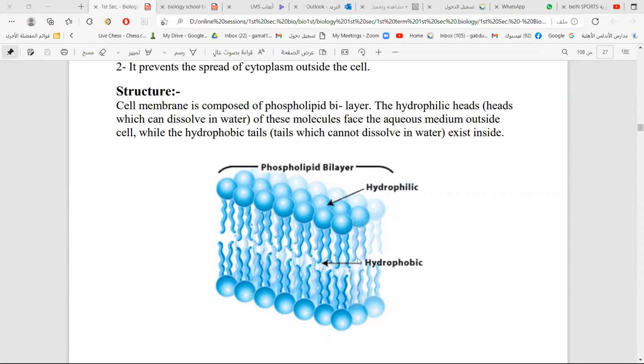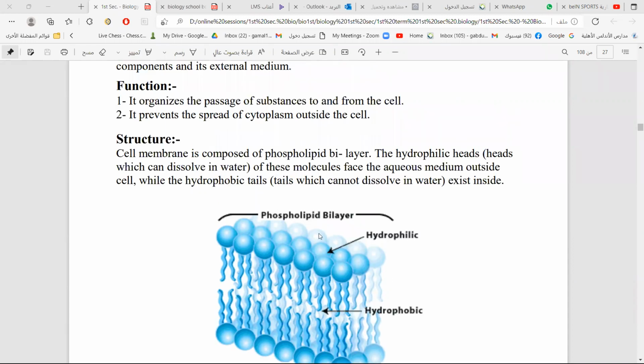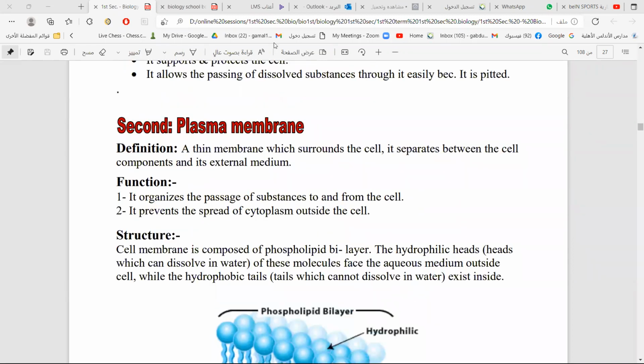So you can control the passage of water by the plasma membrane, but you cannot control the passage of water and other substances by the cell wall. By the phospholipid bilayer, we can control the passage of many substances. The plasma membrane is a thin membrane that surrounds the cell, plant cell and animal cell, and surrounds the cytoplasm. It separates the cytoplasm from other cells.